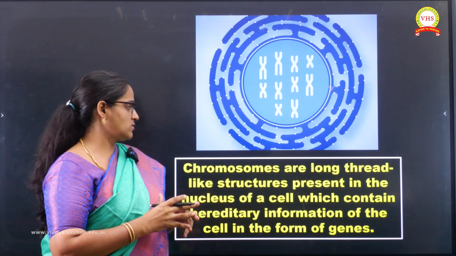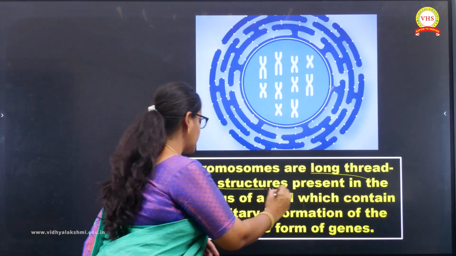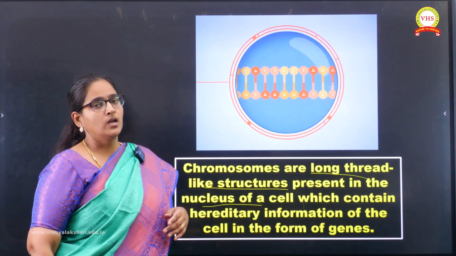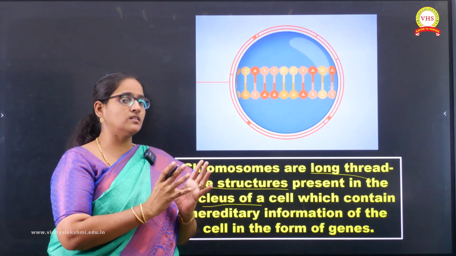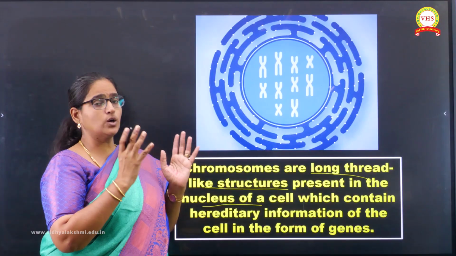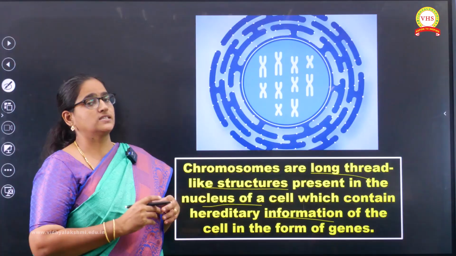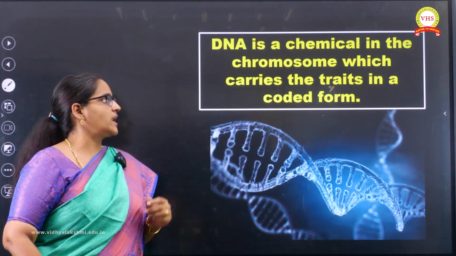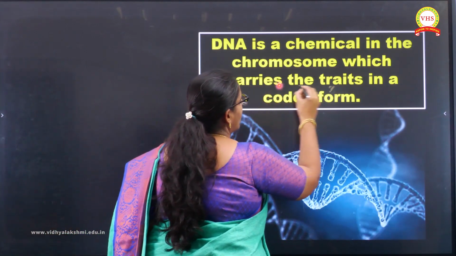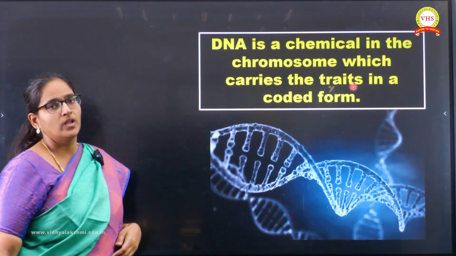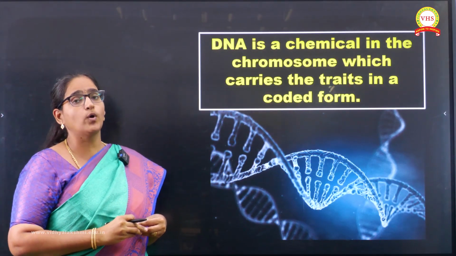If you look at chromosomes, chromosomes are nothing but long thread-like structures which are present in the nucleus of a cell, especially visible during cell division. These chromosomes contain the genetic information in the form of genes. Here you have the genetic material called DNA. This DNA is the chemical which carries the traits in coded form. DNA is nothing but the genetic material called deoxyribonucleic acid.